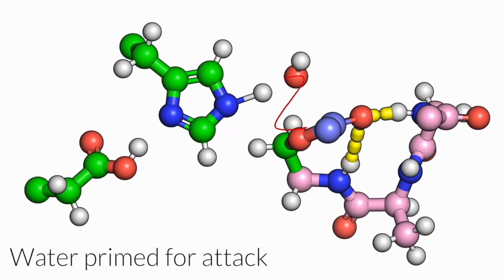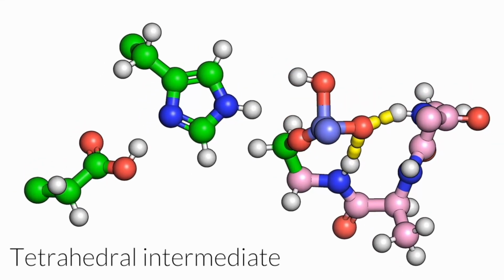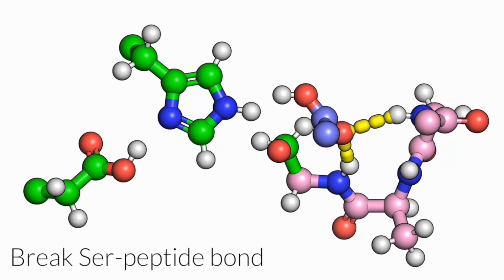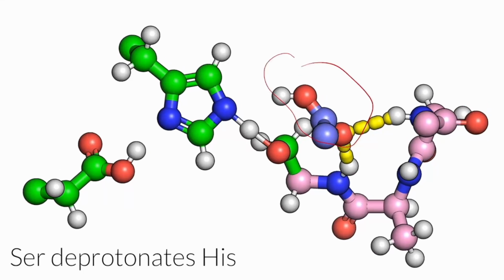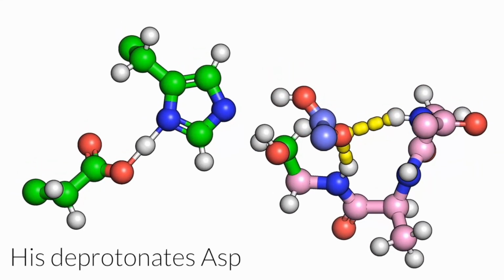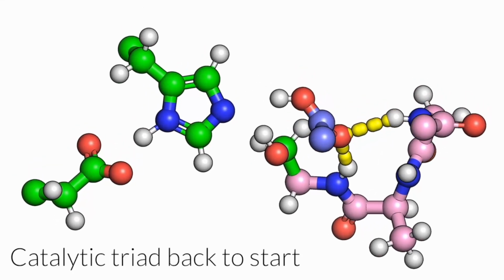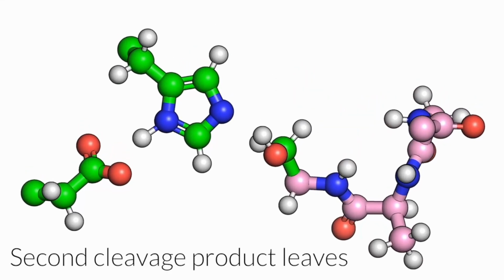It's going to do a nucleophilic attack on the carbonyl, and the intermediate is going to be stabilized with the oxyanion hole. But now we're going to break this bond on resolution. We've separated the peptide now, it's no longer covalently bound to the rest of the pocket. We now restore the catalytic triad to its starting state. And now the substrate can leave and we are back at the beginning.